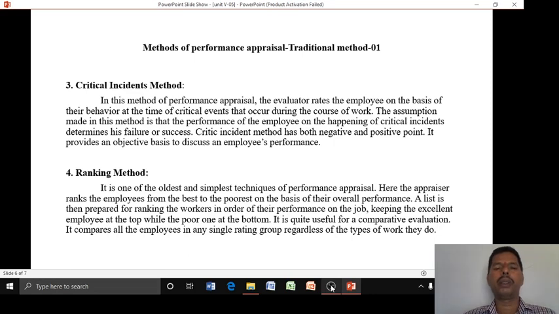Okay, so go through this. You can expect a 24 marks question in this area. Define performance appraisal, explain the methods of performance appraisal, and some more sessions are covered in this topic. Let's conclude this part of methods of performance appraisal now, and we will continue it in the next session.